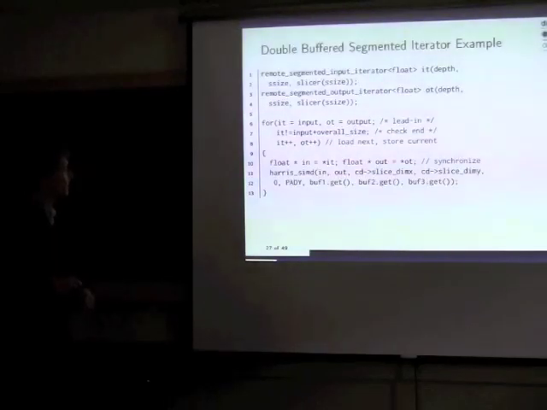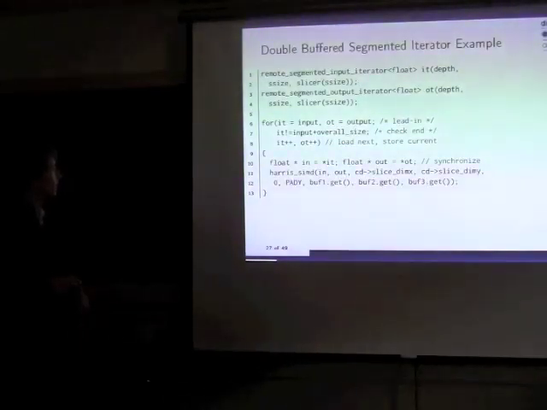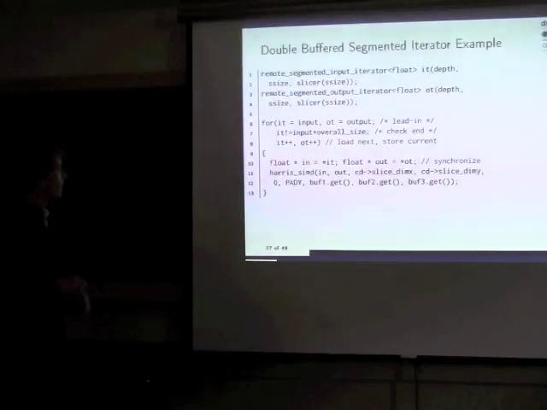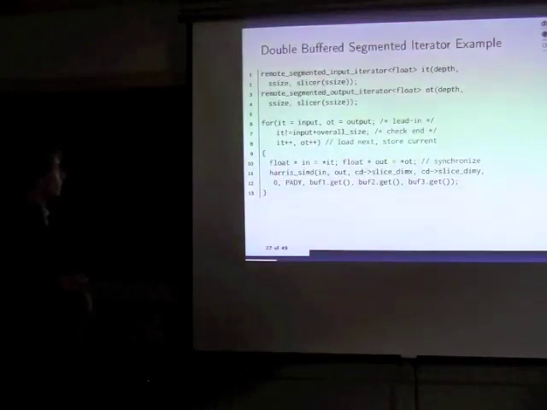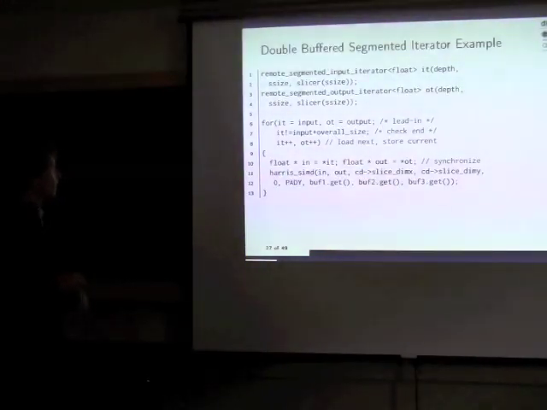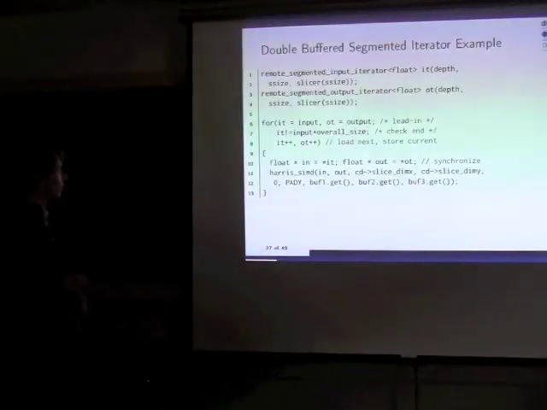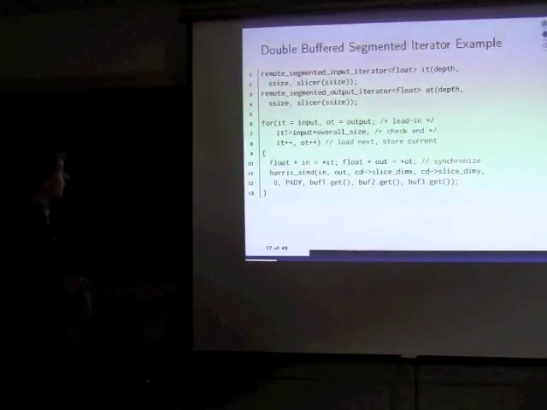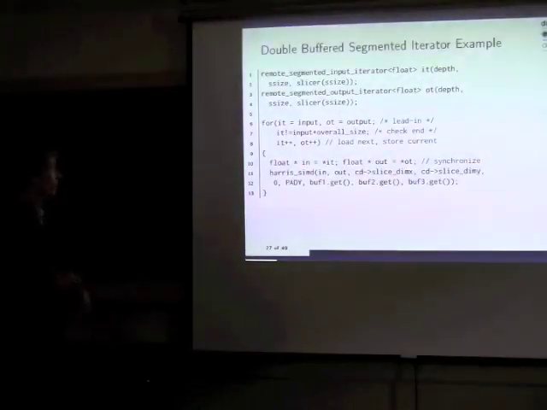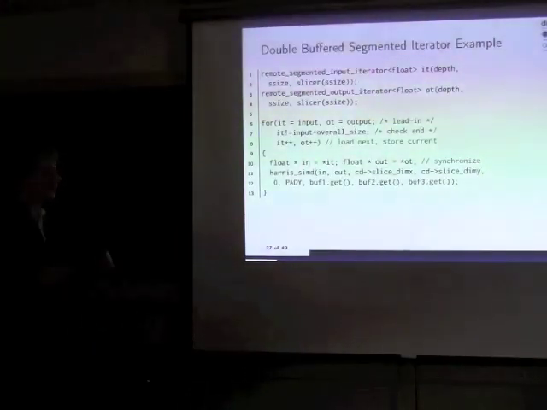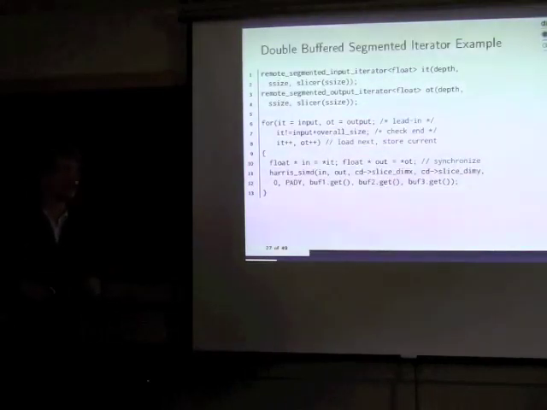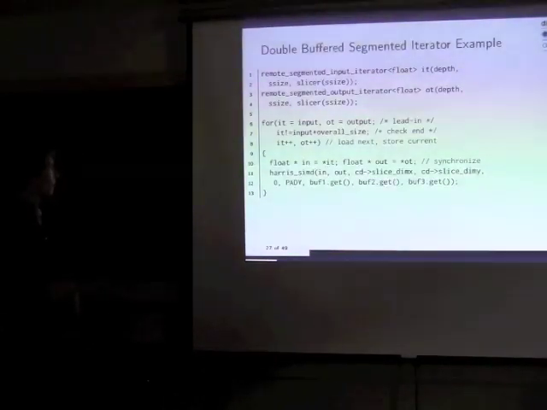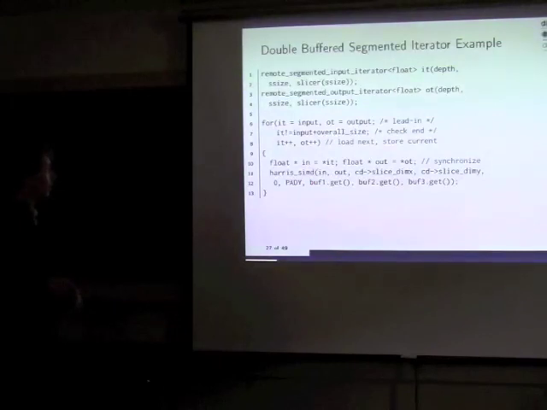We access the data, we dereference with the star operator, and we get a pointer or an iterator. In our prototype, it was all based on pointers. We get a pointer to the segment that we can now compute on, and then we just call our algorithm with these pointers, and we're done.